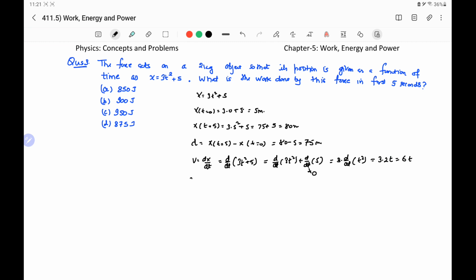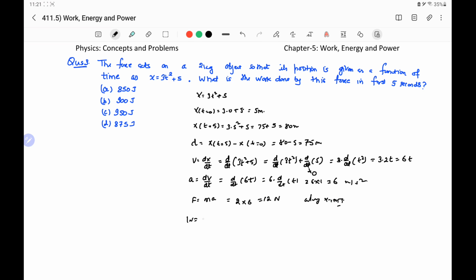Using this, we can calculate the acceleration, which is the rate of change of velocity. Because velocity is along the x-axis, acceleration will also be along the x-axis, and this is equal to differential of 6t, that is equal to 6 into differential of t. It is equal to 6 into 1, that is equal to 6 meter per second square. Hence force on the body is mass into acceleration. Mass is given 2, acceleration is 6, so it will be 12 Newton along x-axis.